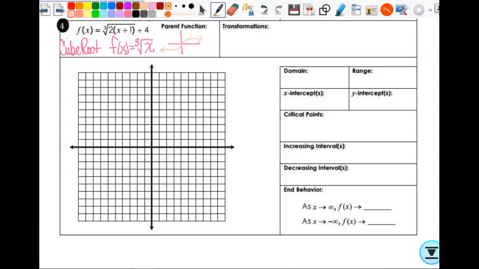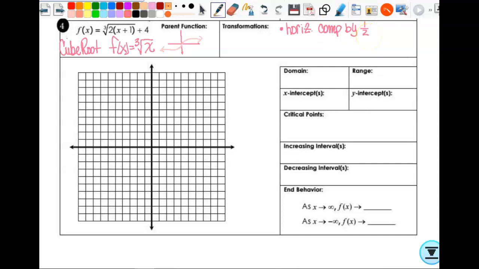How many transformations do I have? 3, okay, because this little 3 right here doesn't count because it's part of the cube root itself. All right, so I start with this 2. Does this 2 affect x or y? X. So that means that this is horizontal. And would this be a horizontal stretch or compression? Compression. Good, because x is a big fat liar. So it's a horizontal compression by 1/2.